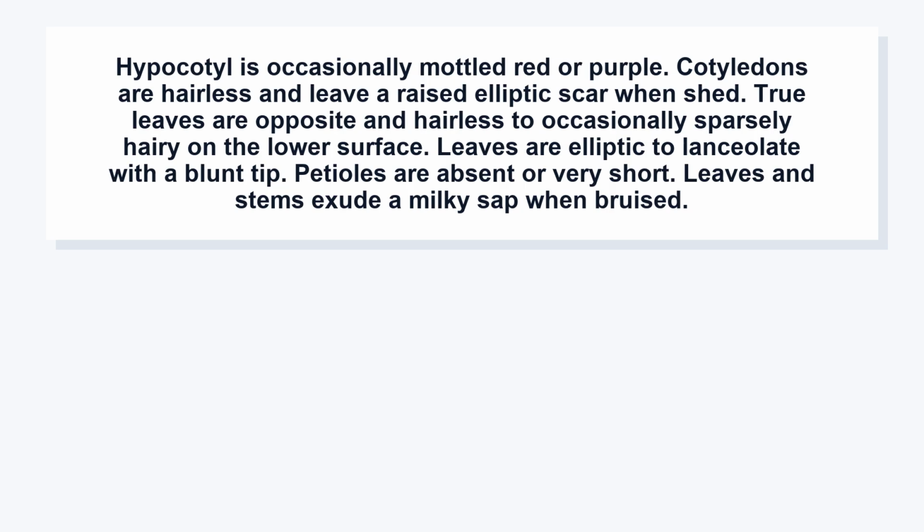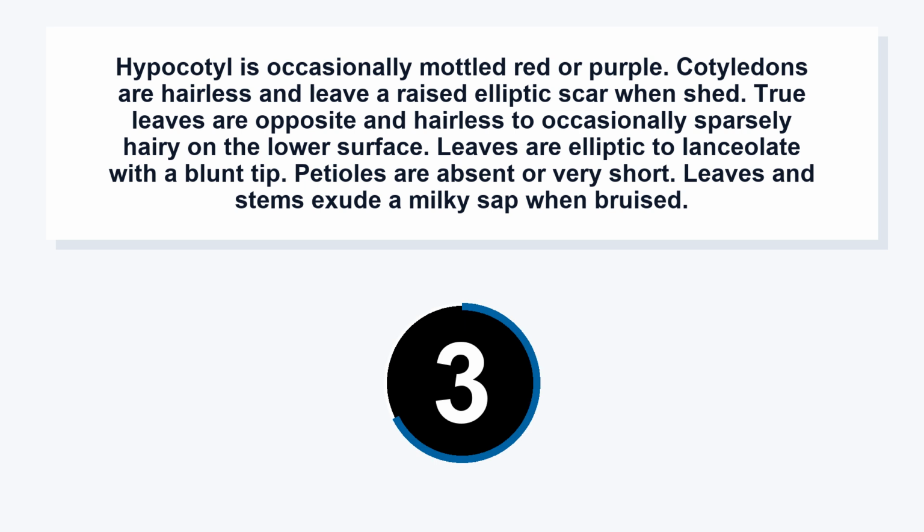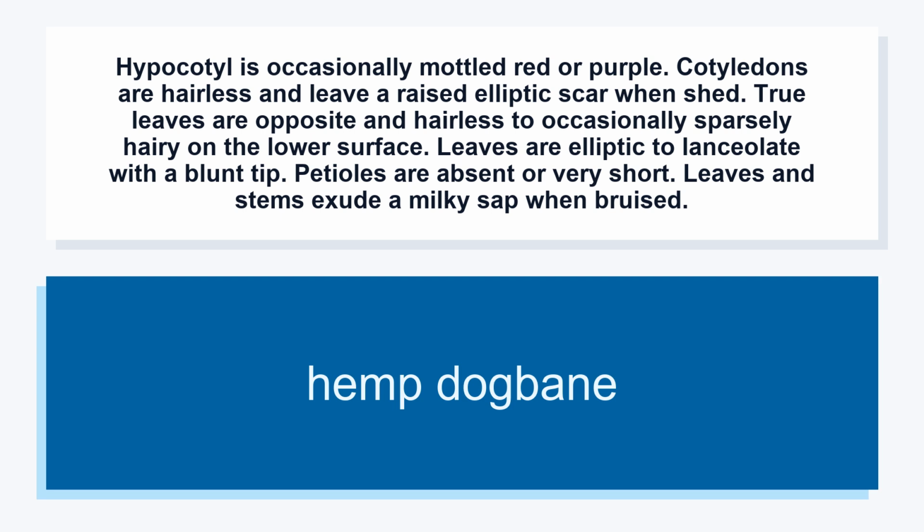Hypocotyl is occasionally mottled red or purple. Cotyledons are hairless and leave a raised elliptic scar when shed. True leaves are opposite and hairless to occasionally sparsely hairy on the lower surface. Leaves are elliptic to lanceolate with a blunt tip. Petioles are absent or very short. Leaves and stems exude a milky sap when bruised. Hemp dogbane.